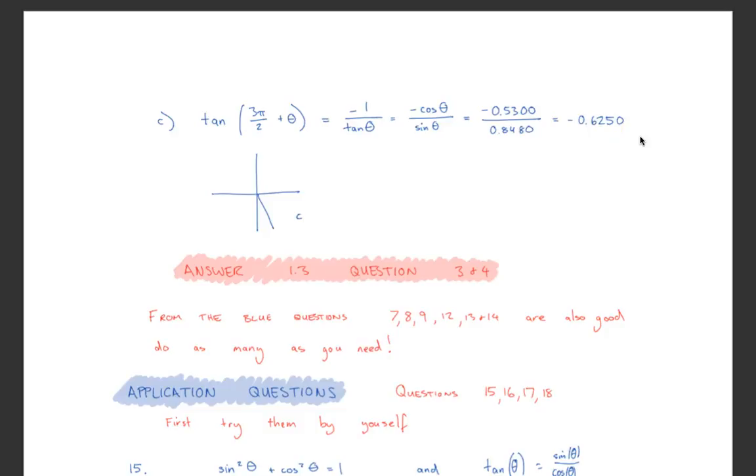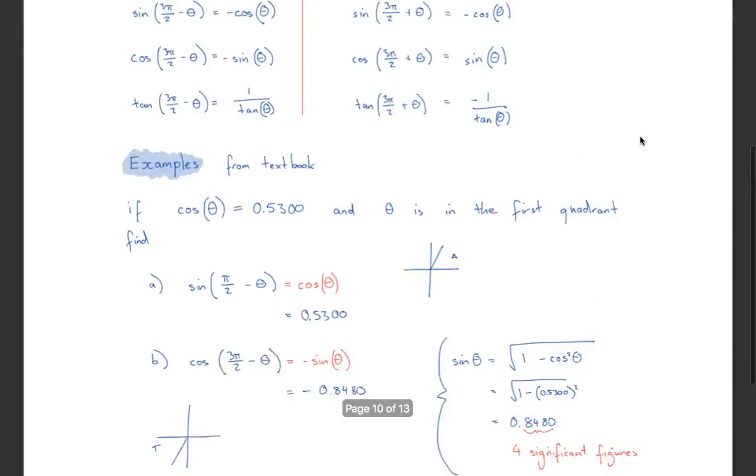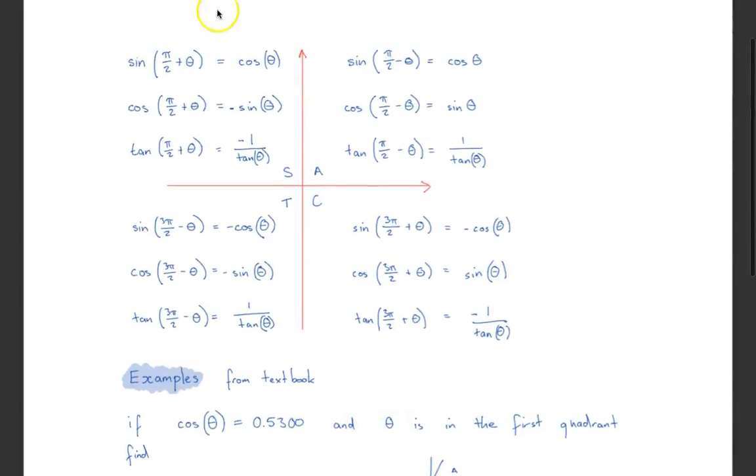So have a go at questions 3 and 4 now. It's just using this group of identities here.